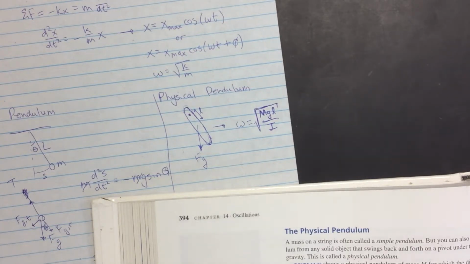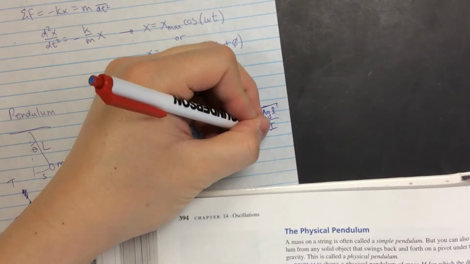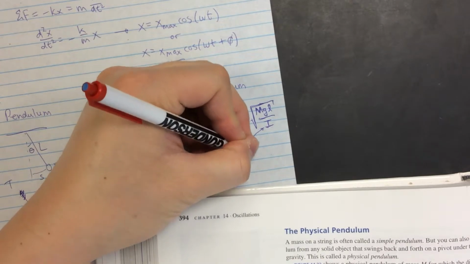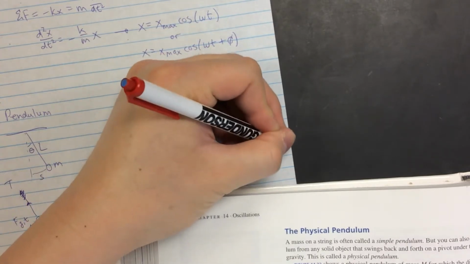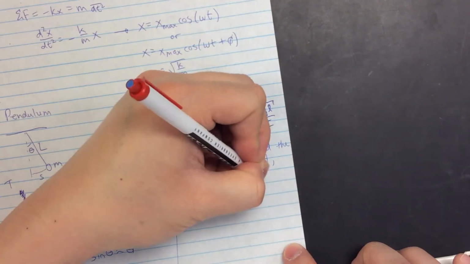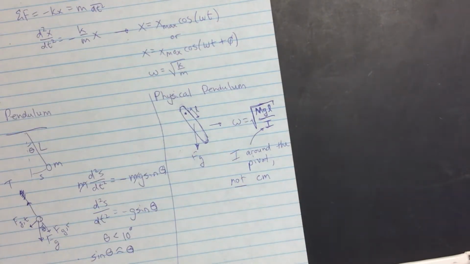Be careful, this I is not the moment of inertia around the center of mass. This is I around the pivot, not the center of mass. So you'll have to do the parallel axis theorem. That may come up. Still remember that? Parallel axis theorem? Going way back to December? Way back, throwback. All right.